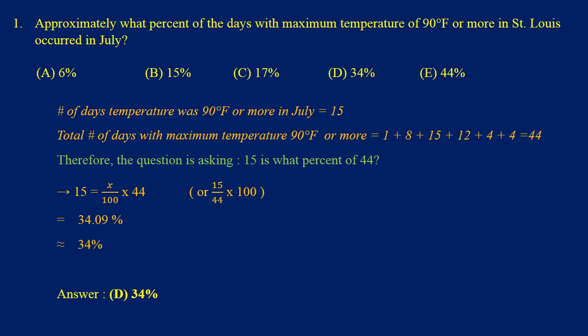So you see, the maximum temperature of 90 degrees Fahrenheit or more in St. Louis was for 44 days, out of which in July we had a maximum temperature of 90 degrees Fahrenheit or more for 15 days. So we are basically going to find 15 is what percent of 44. So we're going to simply divide 15 by 44 and multiply it with 100 to get approximately 34%, which is our choice D, right?